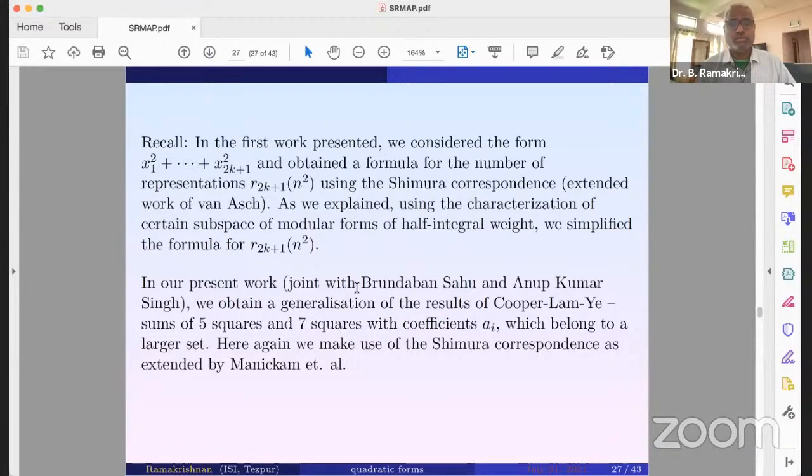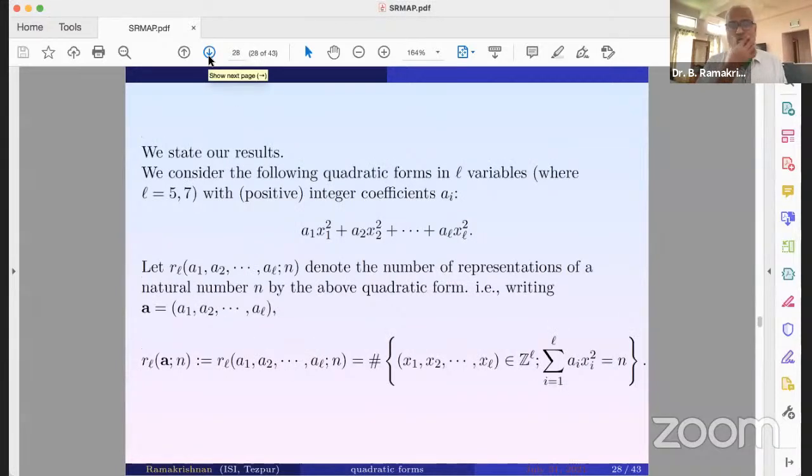In our present work, jointly with Brindavan and Anu, we obtained a generalization of the result of Cooper, Lam, and Ye with sums of 5 and 7 squares. We extend the coefficients which belong to a larger set. So here again, we make use of the Shimura correspondence, and then we talk about the consequence of using this type of method. I'll just mention only one result, and then we'll see how we get it as a consequence.